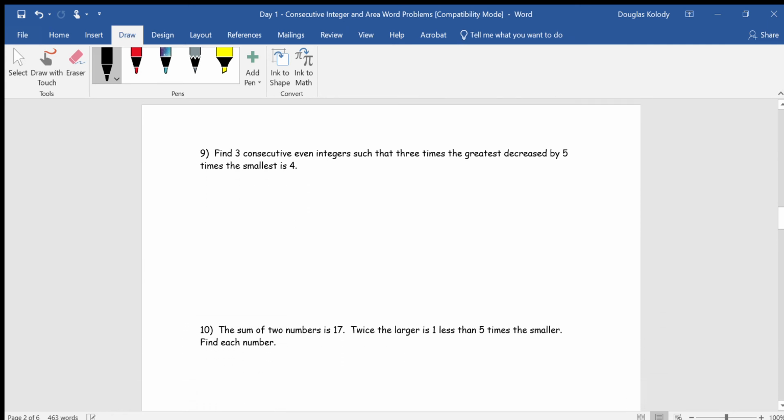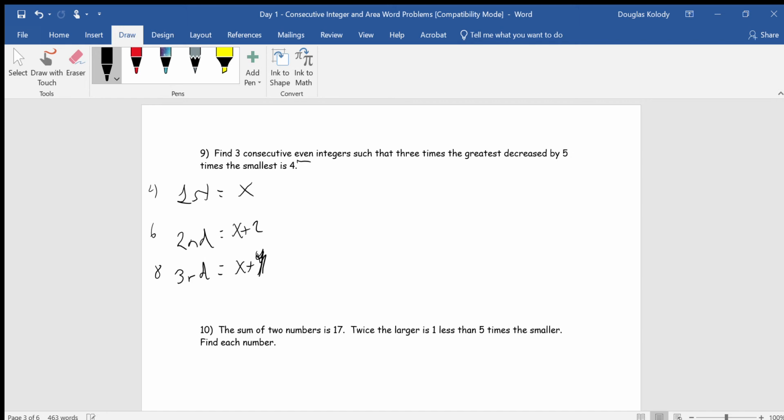Number 9, 3 consecutive even integers. All right, and it says find it such that 3 times the greatest decreased by 5 times the smallest is 4. That sounds complex. Let's do first, let's do second, and let's do third. So the first one could be x. Again, even numbers could be 4 and 6 and 8. The spacing in between them is 2 units, so x plus 2 and x plus 4. I just made up 4, 6, and 8 as a hypothetical.